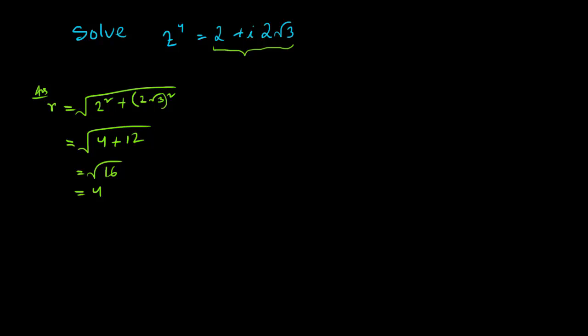Next, the argument. Now the rule for the argument is tan theta equals y by x if x plus iy is a complex number. Let me write this down over here. If x plus iy is a complex number, then the modulus of the complex number is the square root of x squared plus y squared, and the argument of the complex number is theta, so tan theta equals y by x. So that's the basic rule.